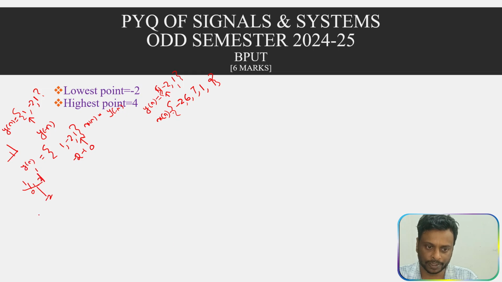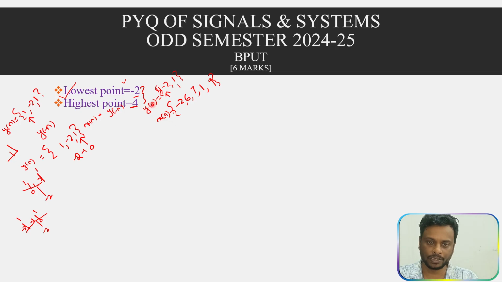So you need to shift. The value at 0 remains as it is. Then at minus 1 it is minus 2, and at minus 2 it will be 1. You can see that y of minus n starts at minus 2, so the lowest point is minus 2. And for the highest point, counting 0, 1, 2, 3, and 4, the highest point is 4. The lowest point is minus 2, so you need to find from minus 2 to 4.